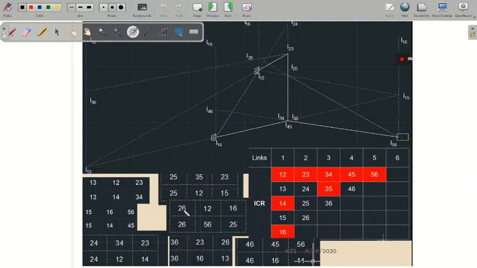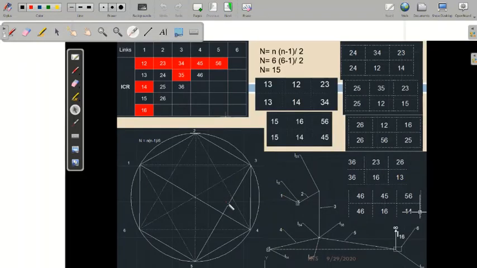Now next, go to the circle. 15 is over. Next, 24. Where is 24? Above 24, 23, 34. Write it here: 24, 34, 23. Okay, here one triangle is there.